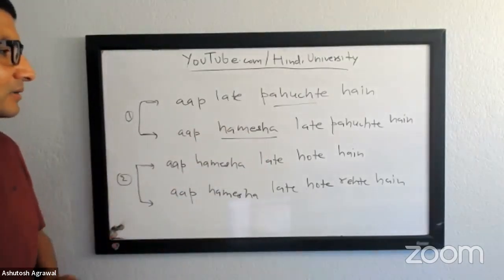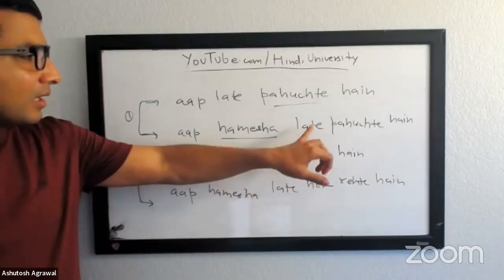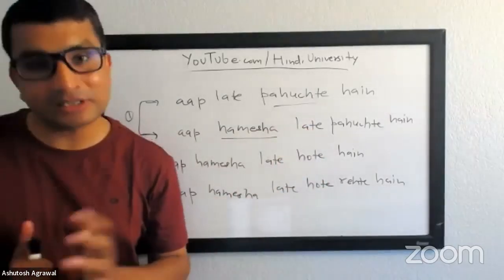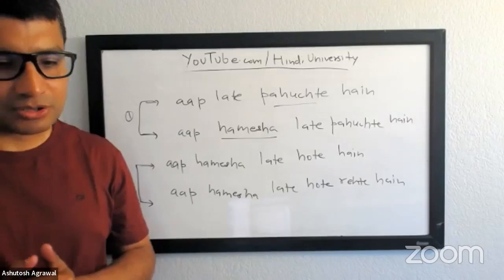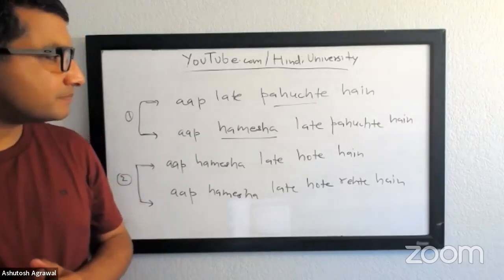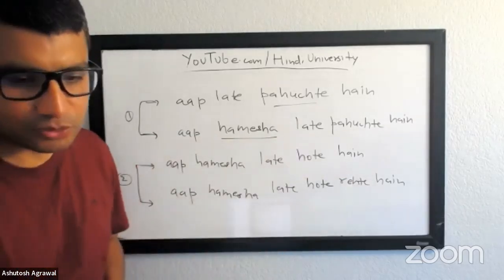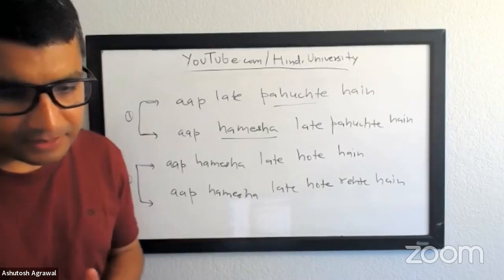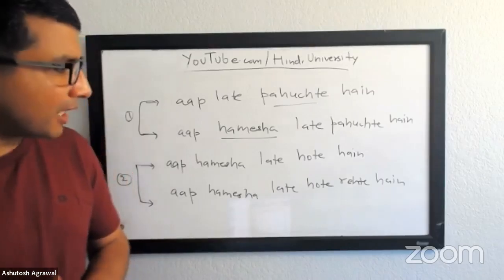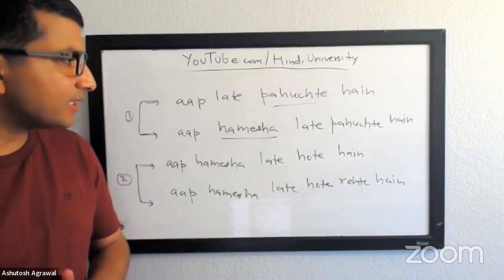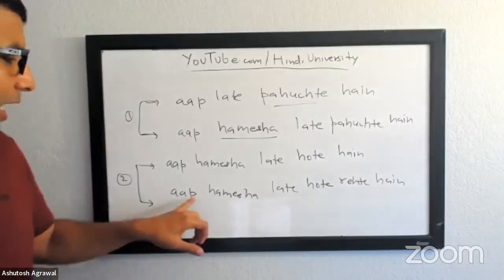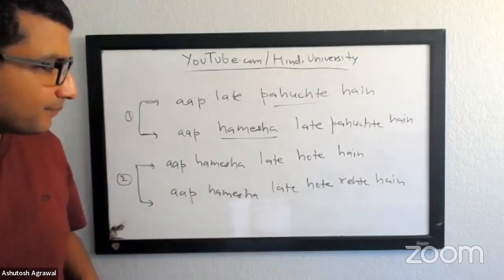Now you may ask why. How do I know, right? That's a tricky question basically. It just doesn't work with पहुंचता plus रहना. Over time it will come naturally to you whether it is fitting or not. Okay. आप हमेशा late होते रहते हैं.